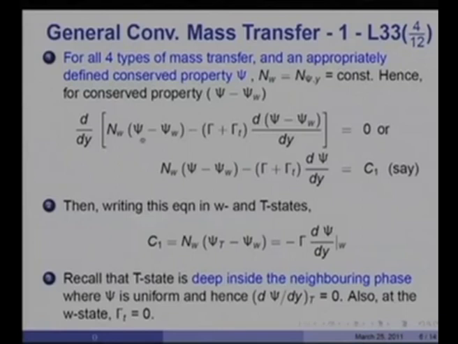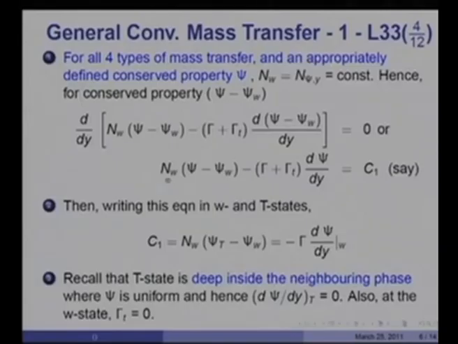Then N_W into (psi minus psi w) minus (gamma plus gamma t) d psi by dy is equal to 0, or N_W into (psi minus psi w) minus (gamma plus gamma t) d psi by dy equal to C1, some constant C1 now. Remember, d psi w by dy is of course always 0, so that does not appear here, but d psi by dy would certainly survive.